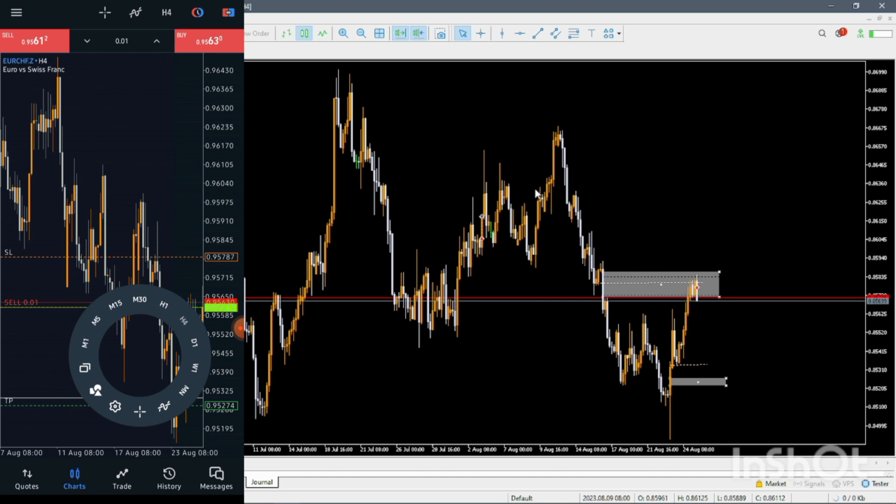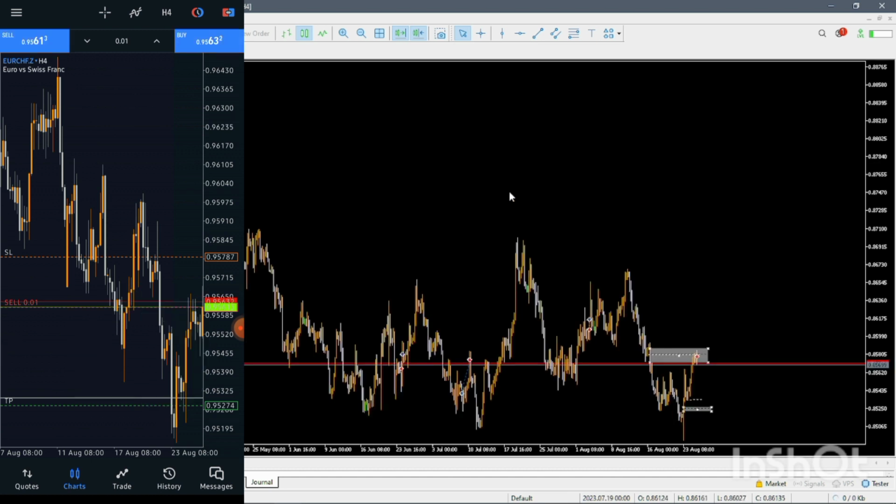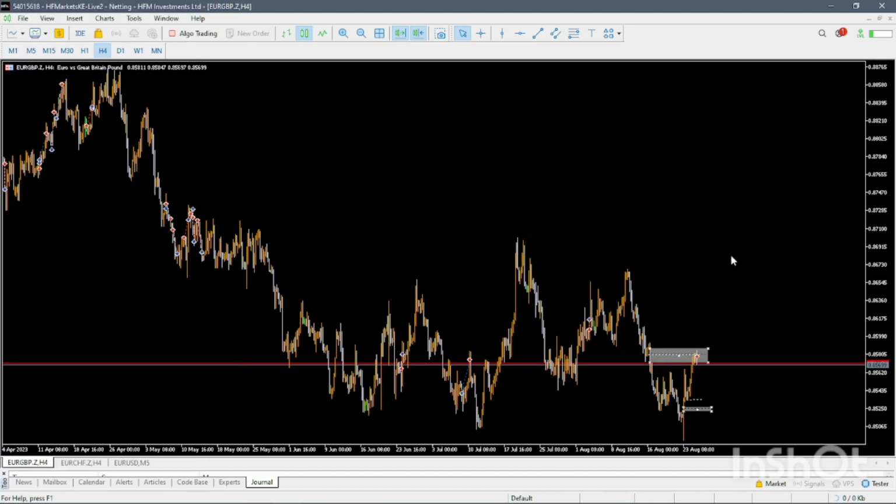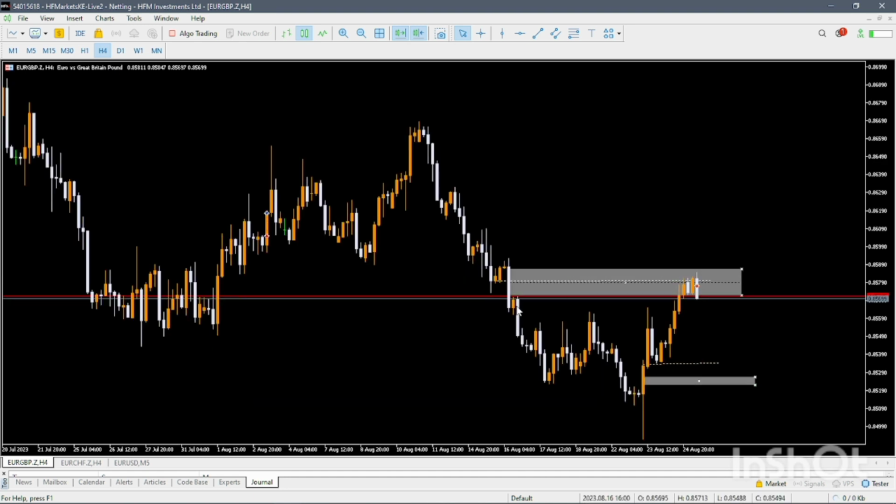If we start on Euro Pound, on a 4-hour time frame, you see this market is on a downtrend. On a 4-hour time frame, we have this imbalance. Market came and tapped on that imbalance, and I entered my position on a 15-minute time frame.